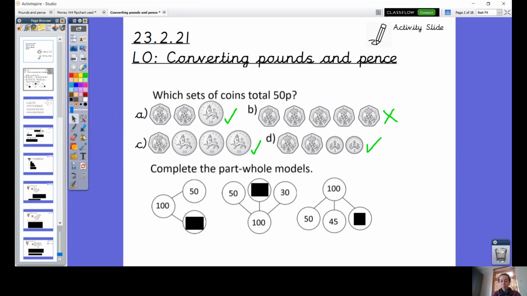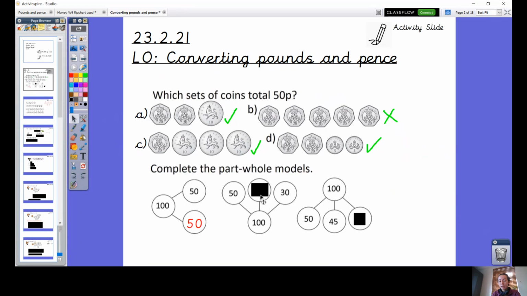And let's have a look at these whole part models. Notice how the whole part in each one of them is 100. Now, this first one is a very important fact for today. 50 and what make 100? 50 and 50 make 100. Tick it if you got that one right and take a picture of it, because this fact here is going to be really useful for today's maths.